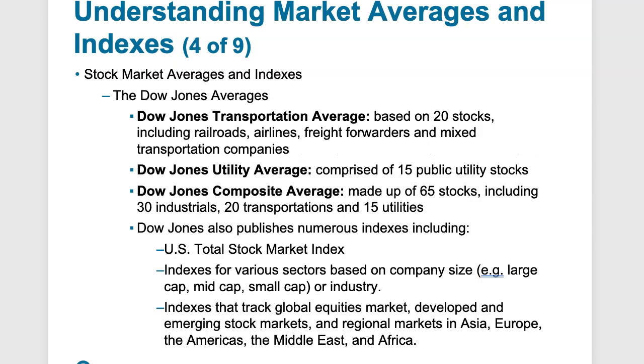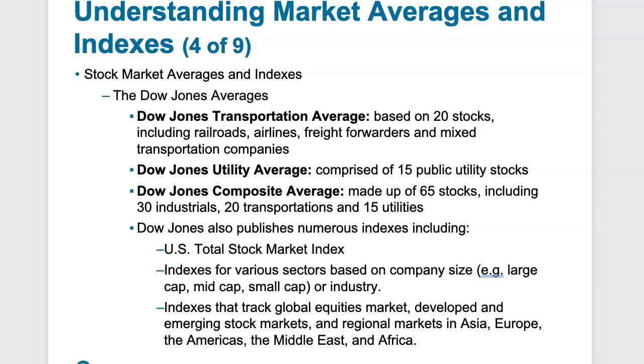Okay, so stock market averages and indexes. The Dow Jones has not just the Dow Jones Industrial Average, there's also the Dow Jones Transportation Average, which is 20 of the biggest transportation stocks. They have a Dow Jones Utility Average, which is the 15 biggest publicly traded utility stocks. They have a Dow Jones Composite Average, which is made up of 65 stocks, the 30 industrials, the 20 transports, and the 15 utilities. So the Dow Jones Composite Average is probably a better overall look at how the stock market is doing than any one of the individual averages.